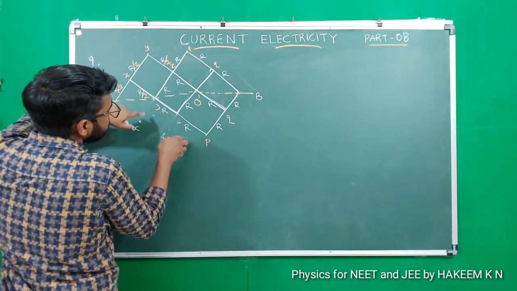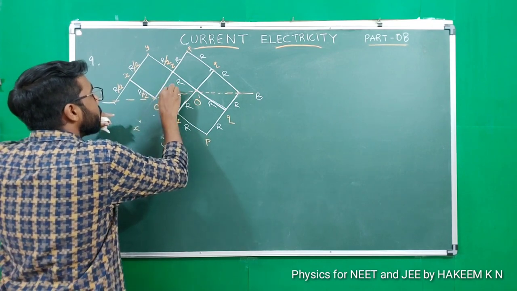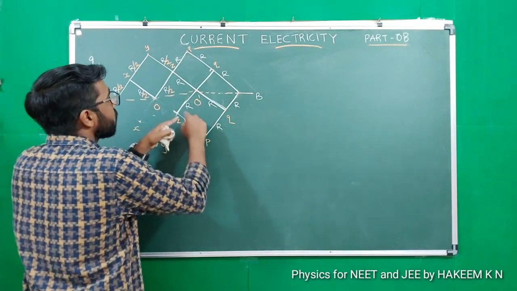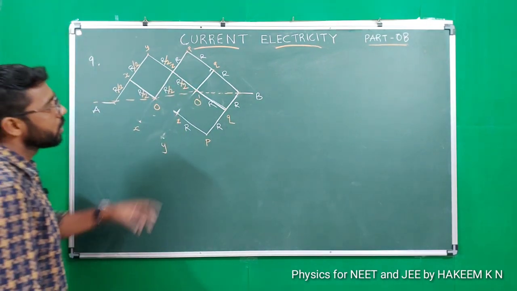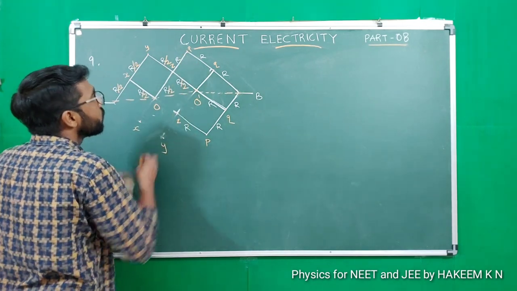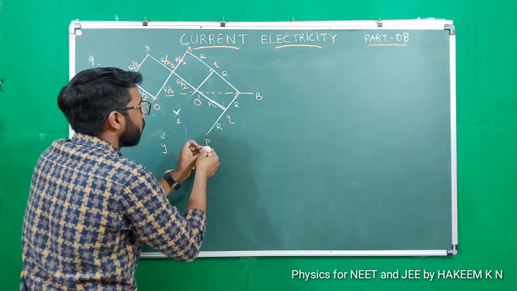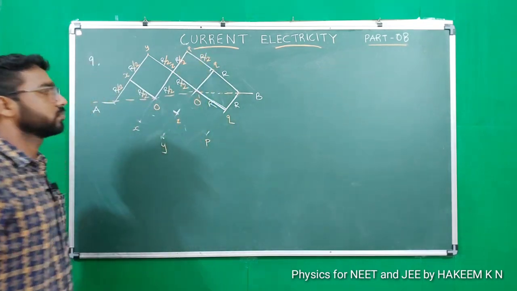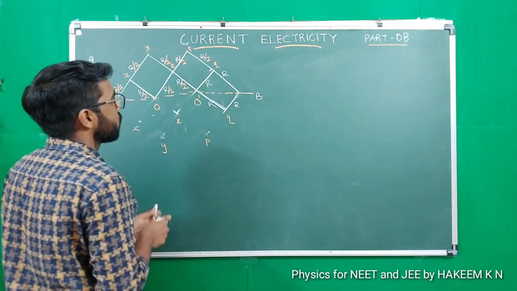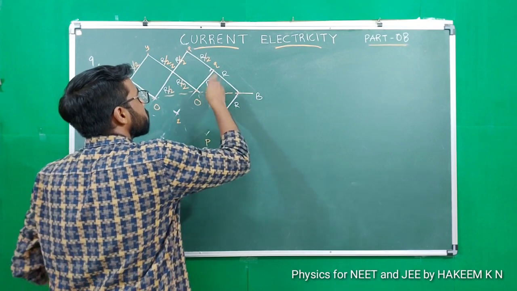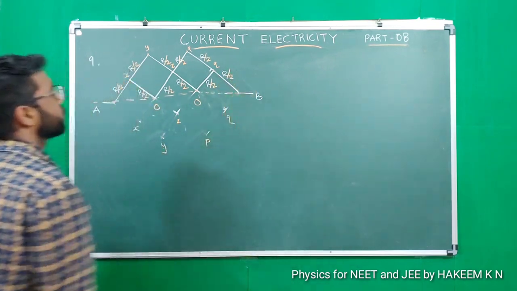Again, here it is Z, right? Between Z and O, there is R. Between Z and O, there is R. So we will get R by 2 effective here. Now between Z and O dash R, between Z and O dash R, then we will get effective R by 2. Now between Z and P R, between Z and P R, so we will get effective R by 2 here. Now between P and Q R, between P and Q R, then we will get effective R by 2. Now between O dash and Q, here is also R. So we will get effective R by 2 here. Between B and Q R, between B and Q R, then we will get effective R by 2 here.